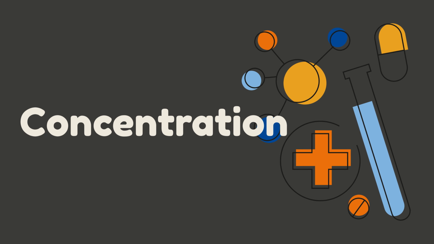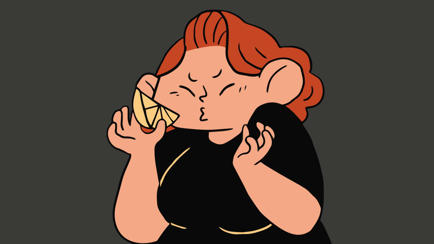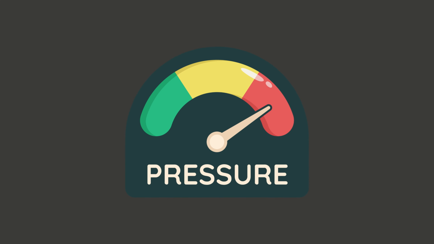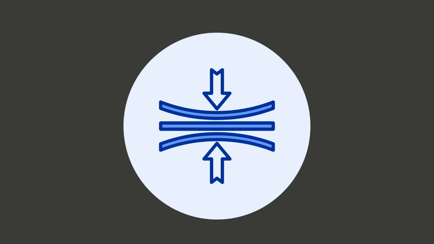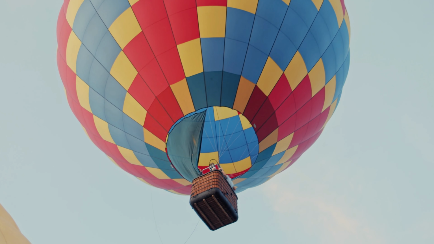That's how much stuff is in the mix. Too much lemon in your lemonade? Too sour. You gotta balance it out. Finally, we have pressure. Everything pushes on its surroundings. That's how hot air balloons float. The hot air pushes out and lifts it up.